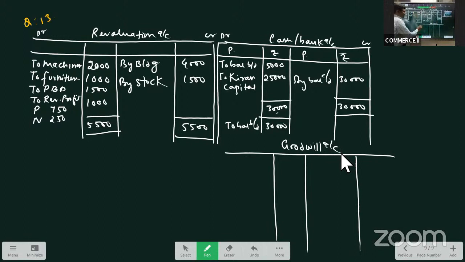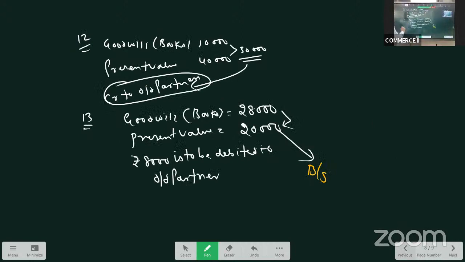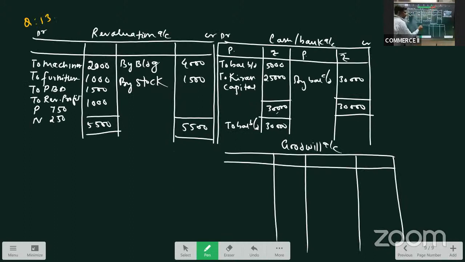Goodwill account opening balance is given. What is the opening balance given? Goodwill already appearing in the books. We have to take it on the debit side of goodwill account. How much is it given? 28,000. So take to balance brought down 28,000.